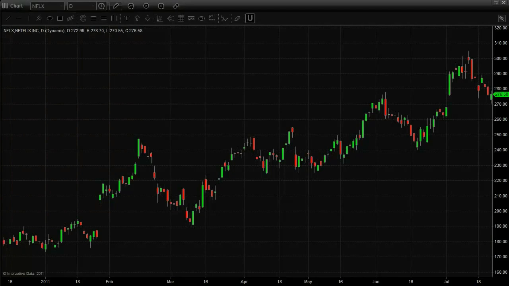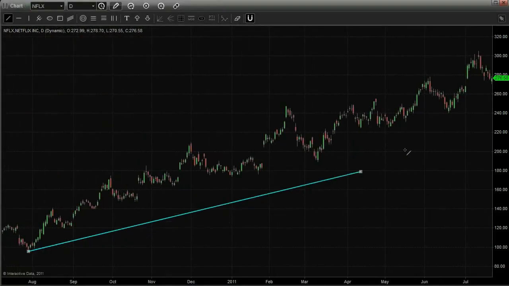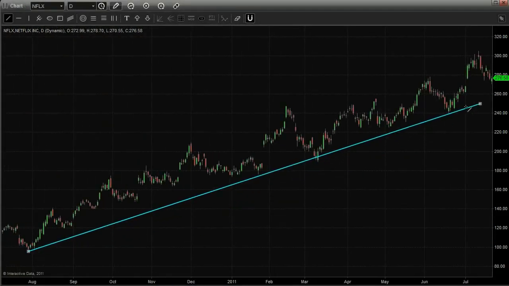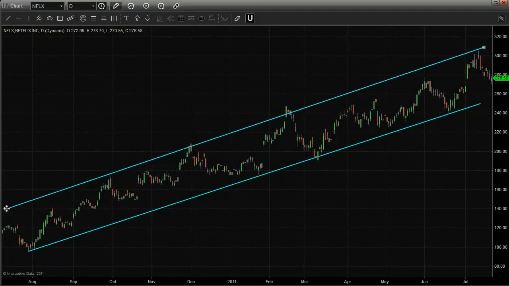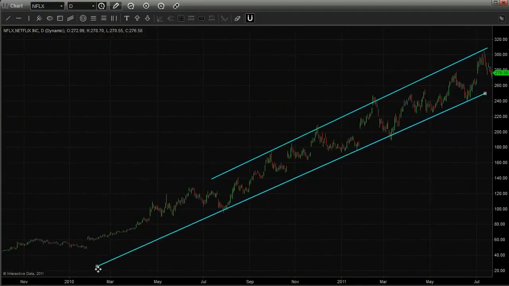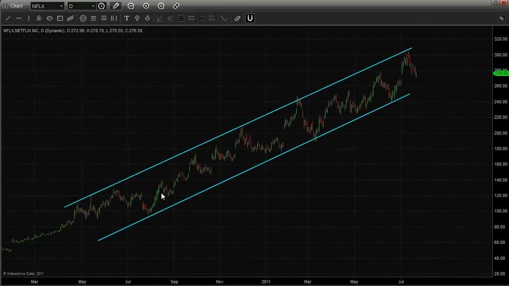Right now we're looking at a chart on Netflix, symbol NFLX. This is a daily chart. Let me go ahead and zoom out on this. We'll draw a couple trend lines so you can see this channel that it's been trading in for quite some time. Adjust this up here. You can see how far back it goes. So here we have a channel. Basically, it's been trending up for over a year in this basic channel here.